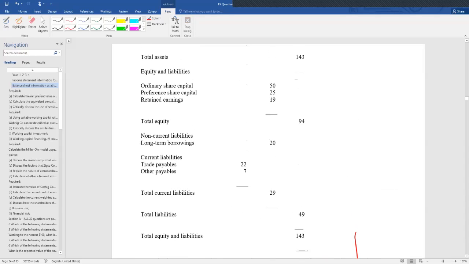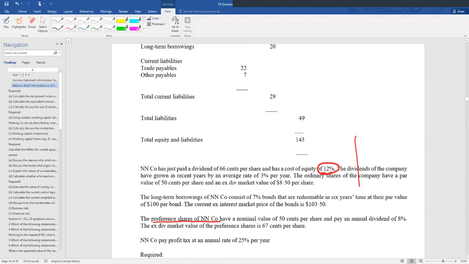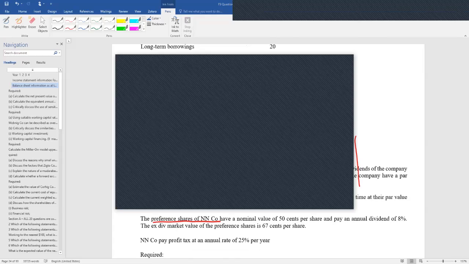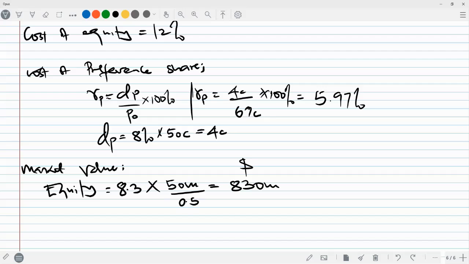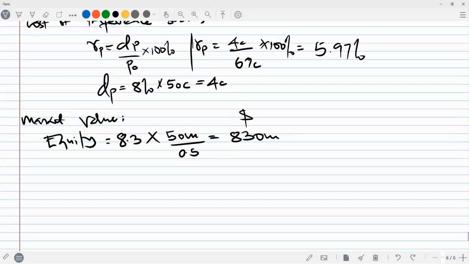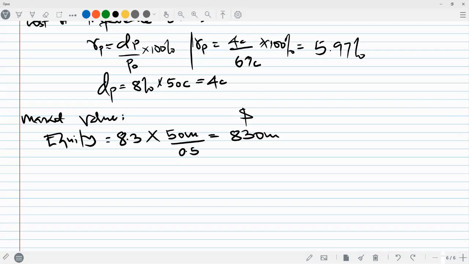is equal to the total nominal value of the shares of this company, which is 50 million, and the nominal value per share you've been told is 50 cents. Therefore, the number of shares is the total nominal value, 50 million, divided by the nominal value per share, 0.5, to give therefore 830 million. That's the market value of the company equity shares.